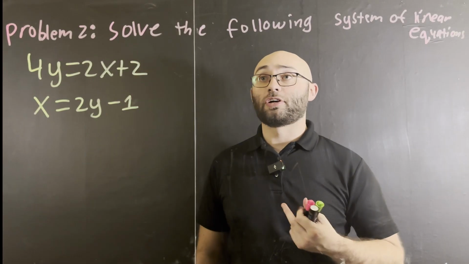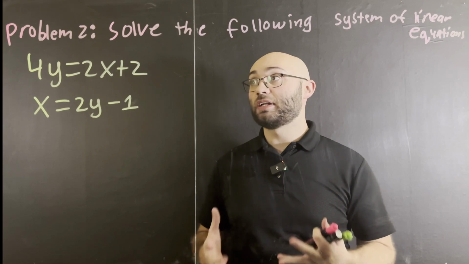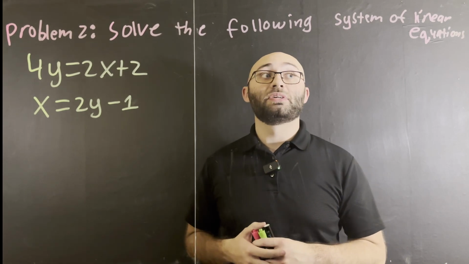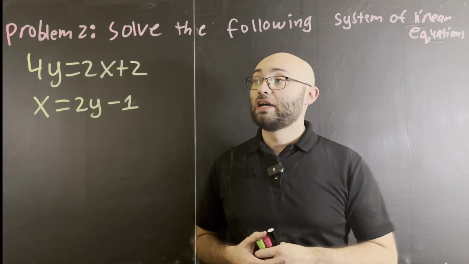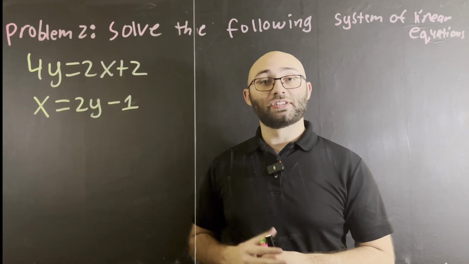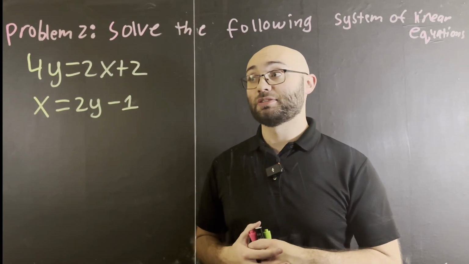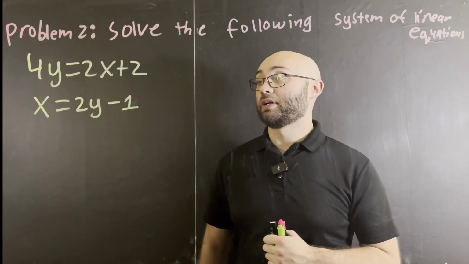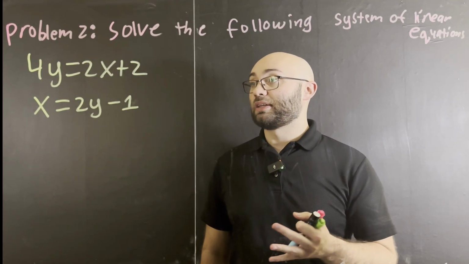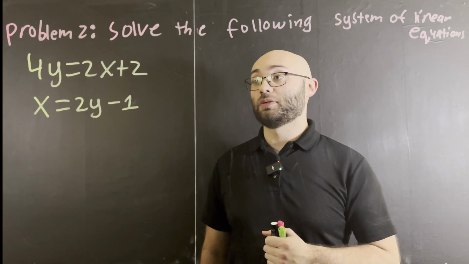Okay, class, here's our second problem on how it might be presented to you. So problem 2, solve the following system of linear equations. So it's just asking us to solve it, which is still the same thing. We're going to check and see if these lines have any intersections. And if they do, we're going to solve for it. So looking at these two, here's what we're going to do.